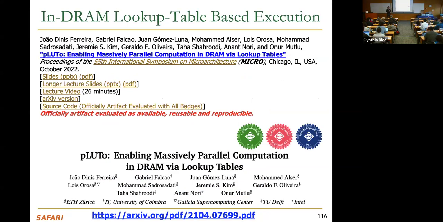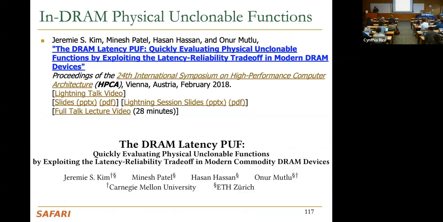You can overcome the latency by doing massively parallel operations. If your application has that, that's great. But we also develop lookup table-based execution mechanisms so that you can actually do better multiplication, division, et cetera. This requires some changes to DRAM, but I'm not going to talk about that right now. So what else can you do in DRAM?